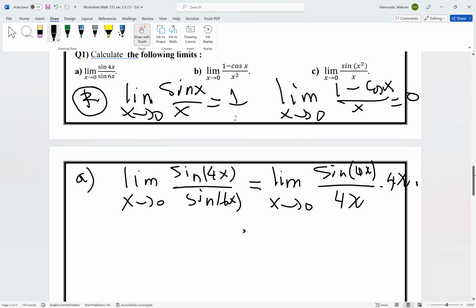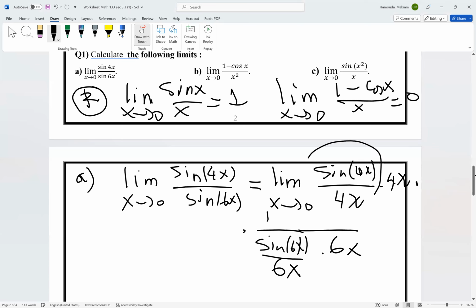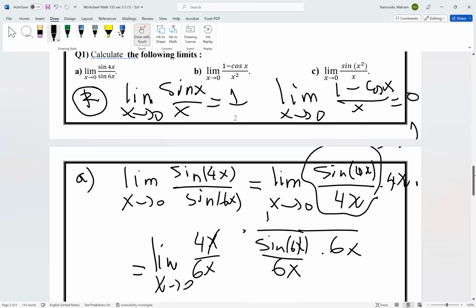I will write it here. It seems not clear. So 1 over sine 6x divided by 6x and multiplied here in the denominator by 6x. So in total, you see here, this is approaching 1 when x approaches 0. And also, this is approaching 1 when x approaches 0. So in the end, I will have the limit equal to 4x over 6x. Then simplify by x, it's 4 over 6. So 2 over 3. That's the limit number 1.